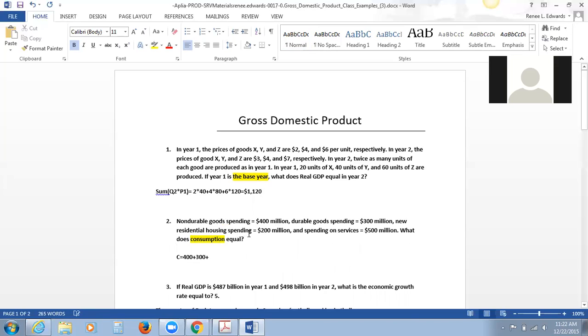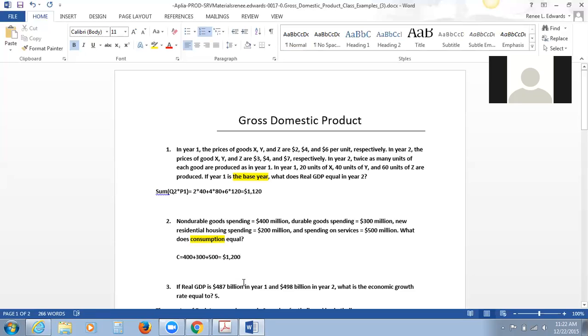New residential spending does not get included in consumption. That's one of those tricky things. It gets included in investment. And spending on services, that does get included. So goods, 400 and 300, plus 500, which is going to give you a total of 1,120. I'm sorry, 1,200, right? 1,200 is the total on consumption.